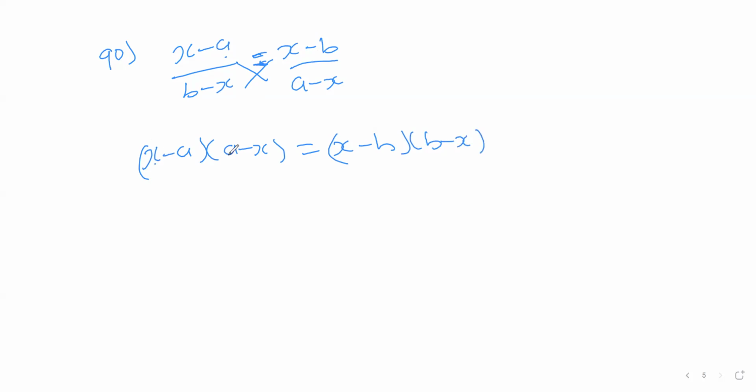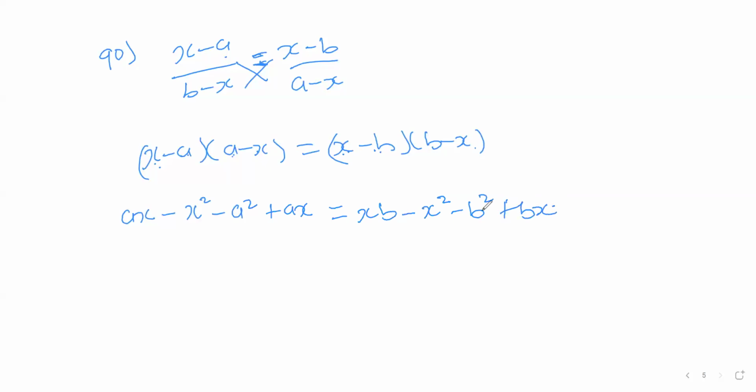Open up our brackets. x times a is ax, x times minus x is minus x squared. Negative a times a is negative a squared. Negative a times negative x is positive ax. That equals x times b, which is xb, x times negative x is negative x squared, negative b times b is negative b squared, and negative b times negative x is positive bx.